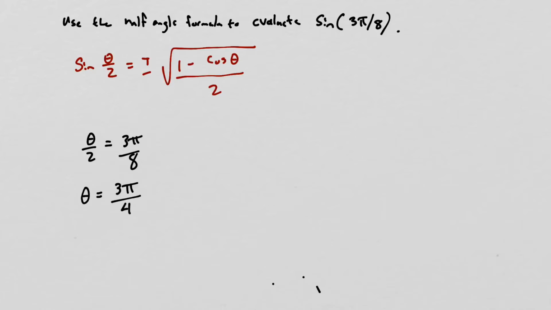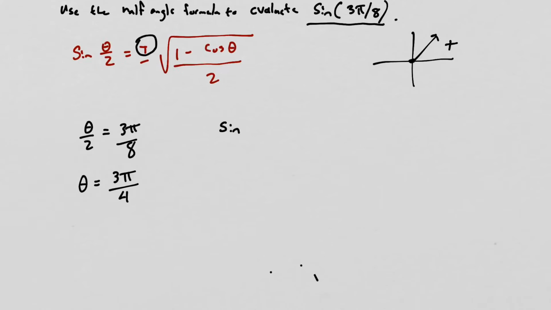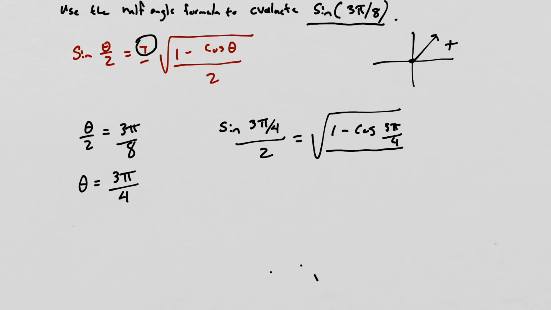And since we're evaluating sine of 3 pi divided by 8, we know that our angle is in the first quadrant, which means the output value is going to be a positive number, and so we want to be looking at the positive square root value. So let's plug all this information into our formula, and we'll get sine of 3 pi divided by 4 divided by 2 is going to be equal to the square root of 1 minus cosine of 3 pi divided by 4. All of this is divided by 2.